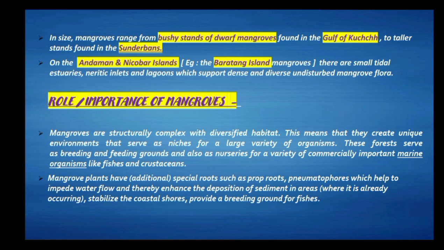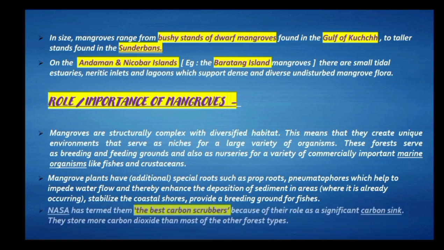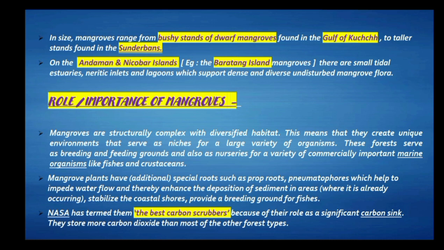Mangrove plants have additional special roots such as prop roots and pneumatophores, which help to impede water flow and thereby enhance the depositing of sediment in areas where it is already occurring. They stabilize the coastal shore and provide a breeding ground for fishes. NASA has termed them the best carbon scrubber because of their role as significant carbon sinks. They store more carbon dioxide than most of the other forest types.